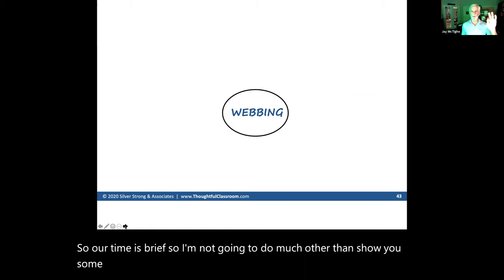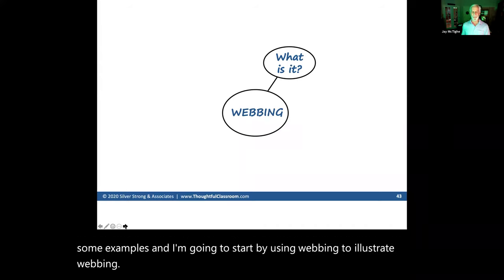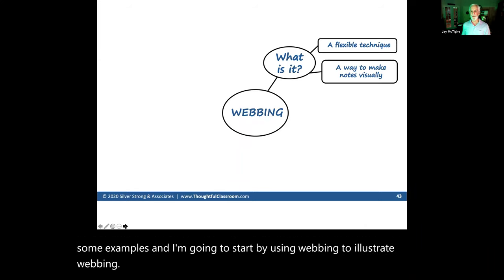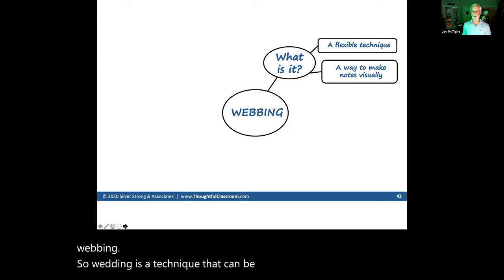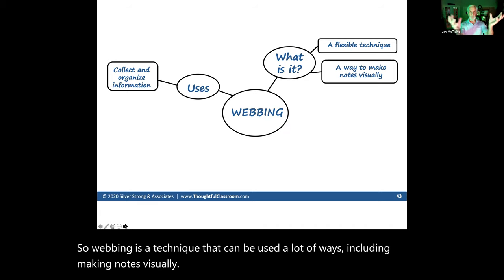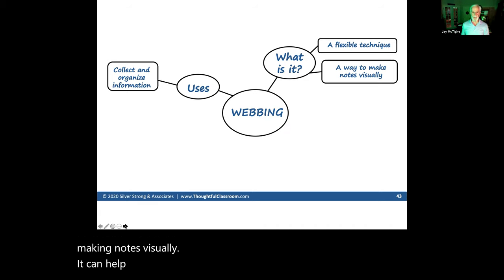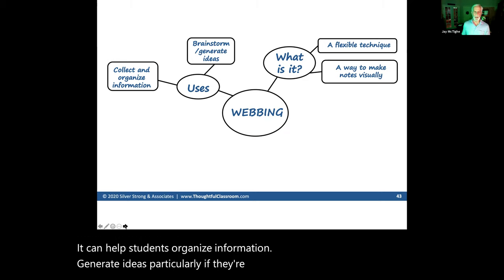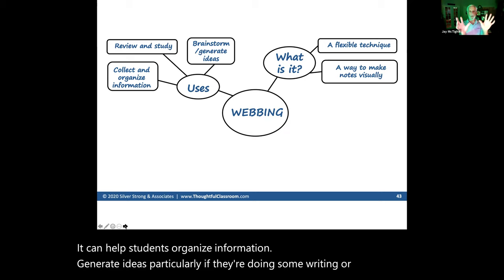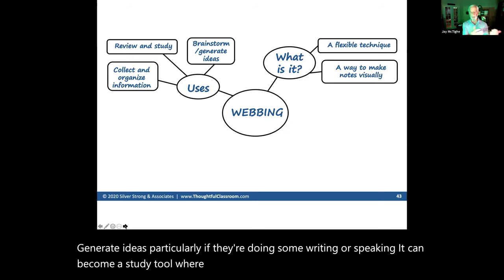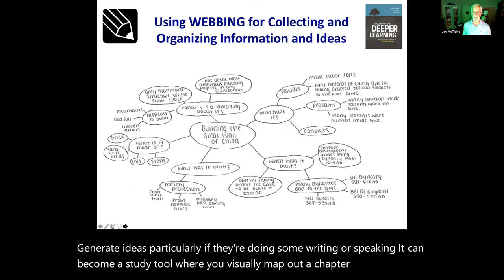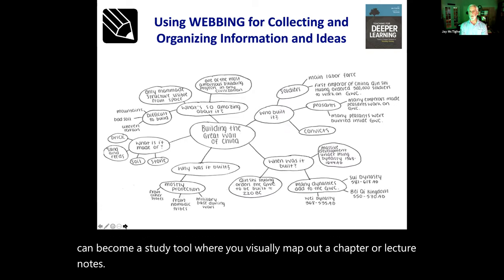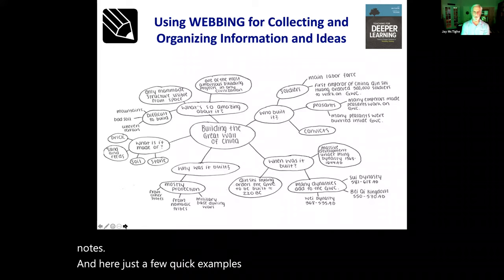I'm going to start by using webbing to illustrate webbing. Webbing is a technique that can be used a lot of ways, including making notes visually. It can help students organize information, generate ideas, particularly if they're doing some writing or speaking. It can become a study tool where you visually map out a chapter or lecture notes. And here are just a few quick examples from different topic areas.